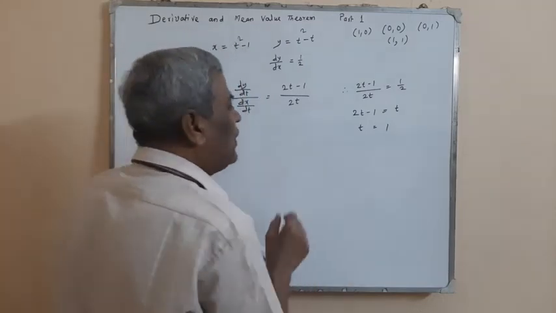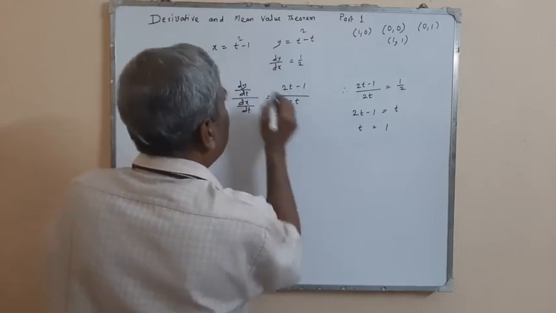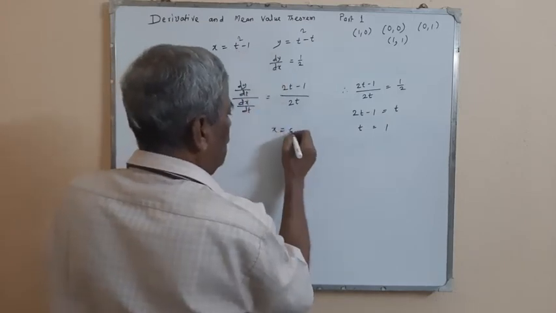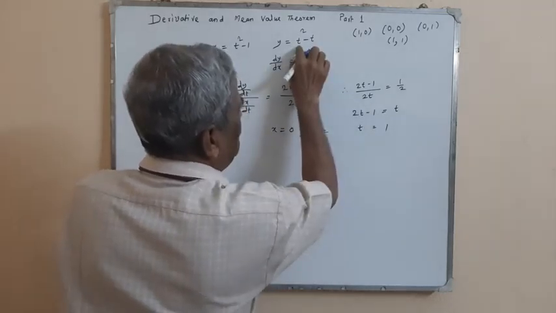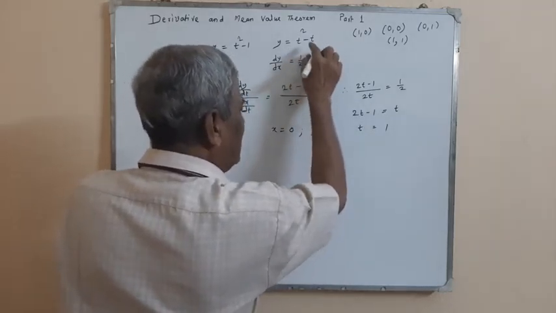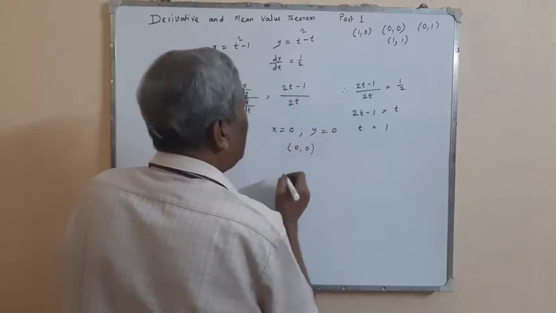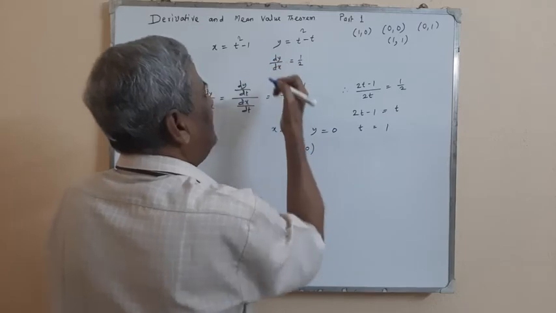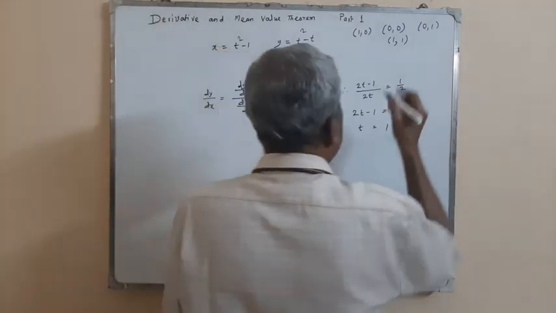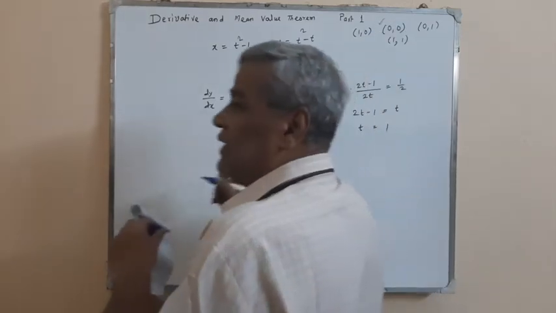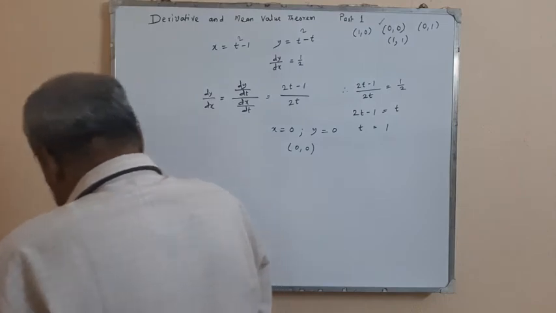Now when t is equal to 1, x is equal to 1 minus 1, which is 0. Putting t equal to 1 in y, 1 minus 1 is again 0. So at the point (0, 0), the function has derivative equal to half. So (0, 0) is the answer. Yes. Next.